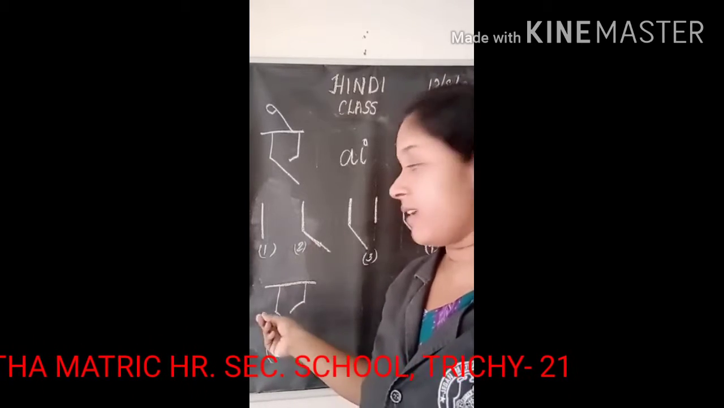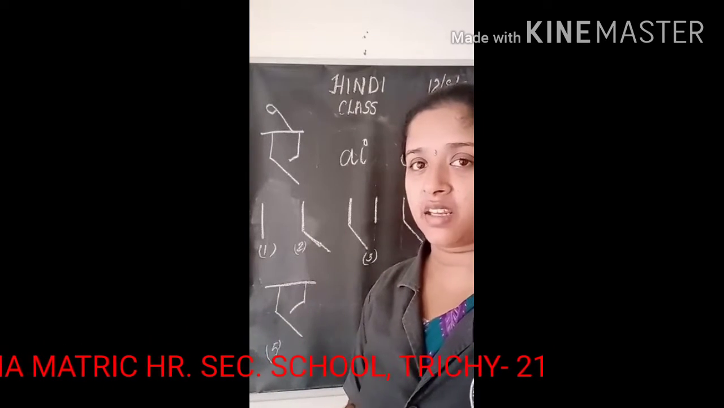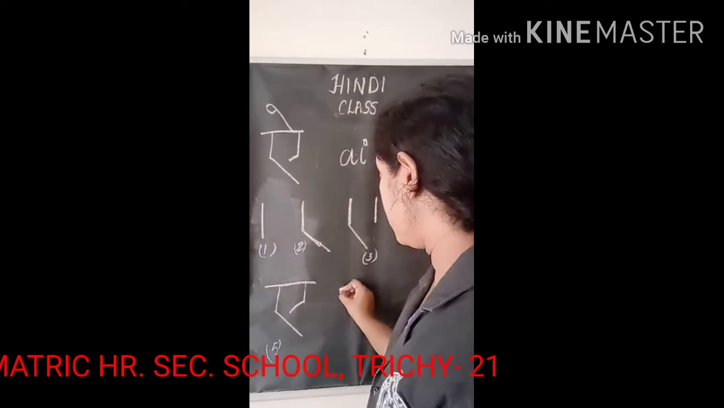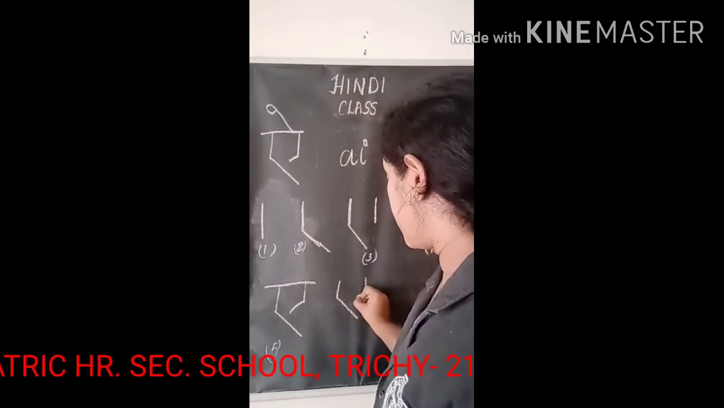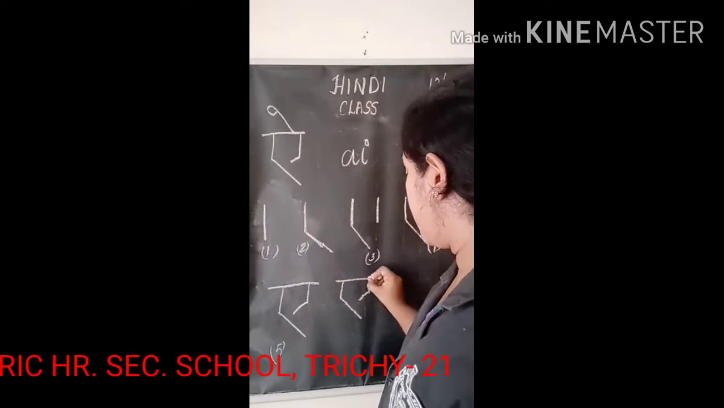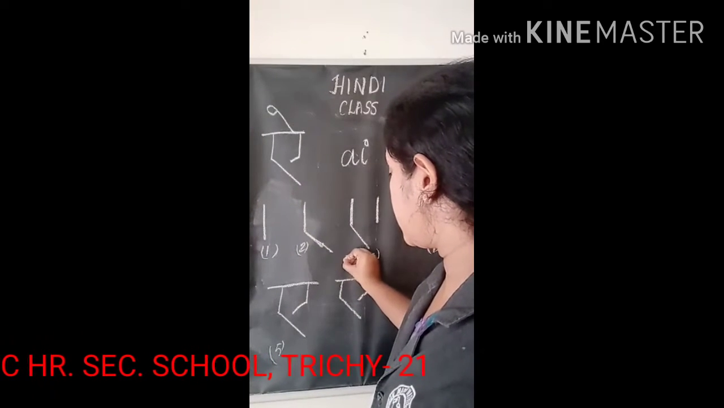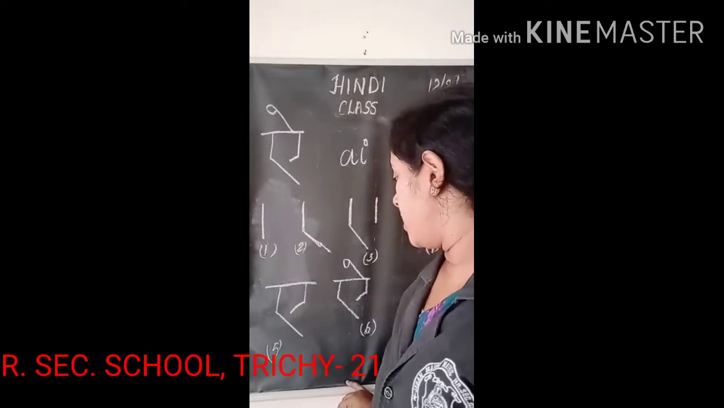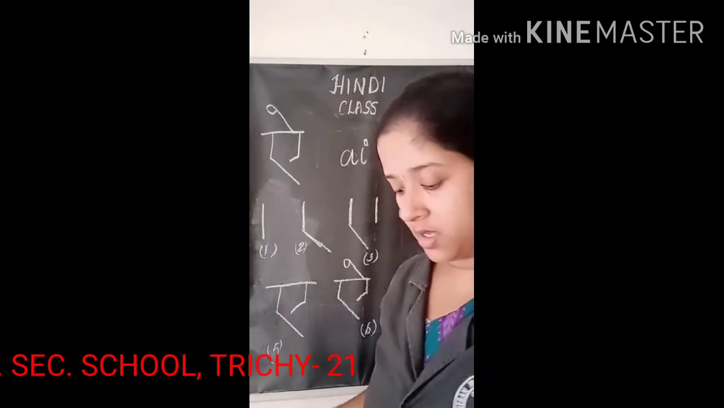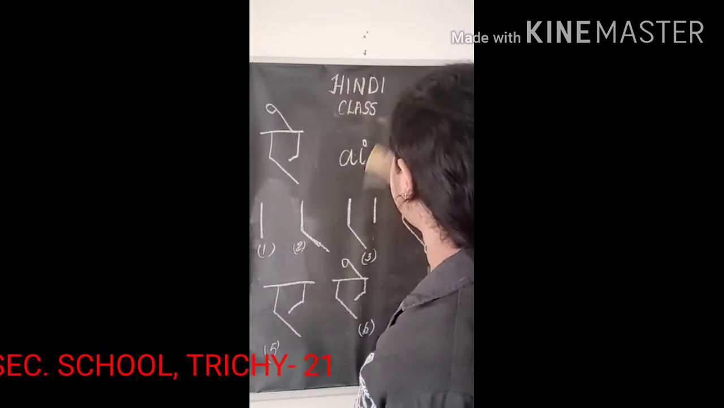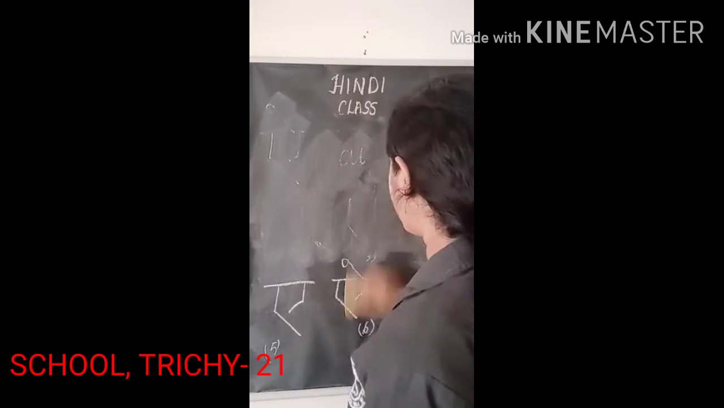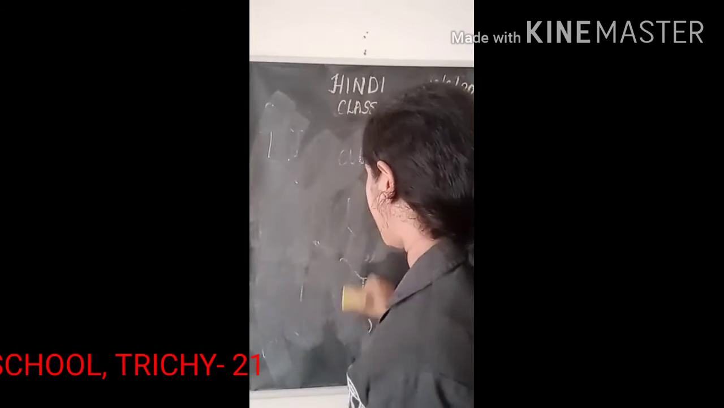After A, one more step is there which makes the A letter into I. See here, this is my A and I am using one symbol here. So this is the sixth step, the final step to write the swar I. Now let's see which words we can write by using the swar I.